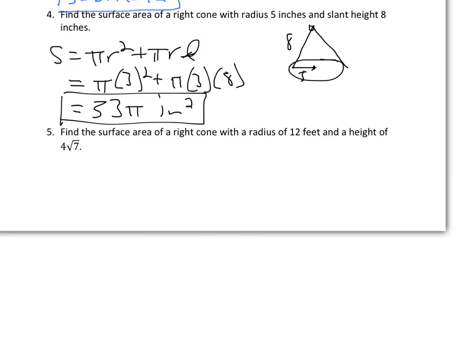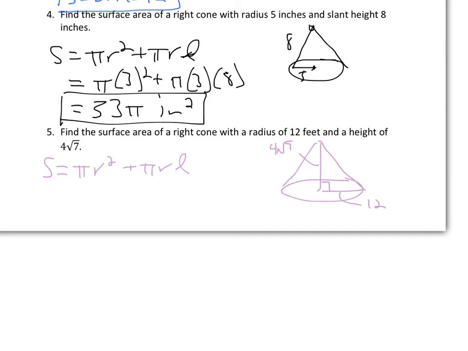That's the surface area. And last problem, find the surface area of a right cone. Okay, we still have a cone, just like that. We've got a height of 4√7 and a radius of 12. Okay, so we have the height, and we need the slant height. Pi r squared plus pi r l. We've got the radius, we need the slant height. So that creates a right triangle.